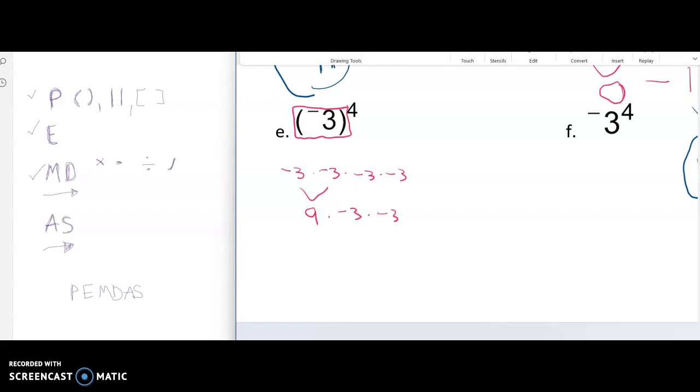And I can multiply in any order, or I can continue with this. I'll have 9 times negative 3 is negative 27 times negative 3. And then I'll multiply negative 27 times negative 3, and I'll get positive 81 because negative times negative is a positive. A note, if you're taking a negative number and raising it to an even exponent, you'll always get a positive answer. If you take a negative number and you raise it to an odd exponent, you'll always get a negative number.